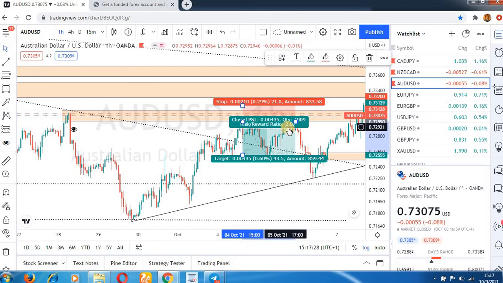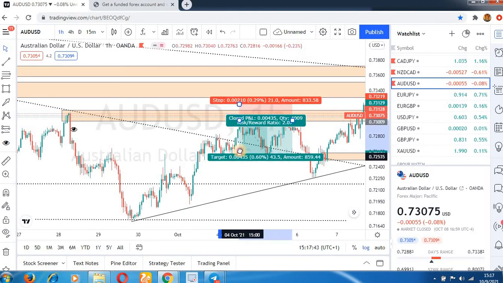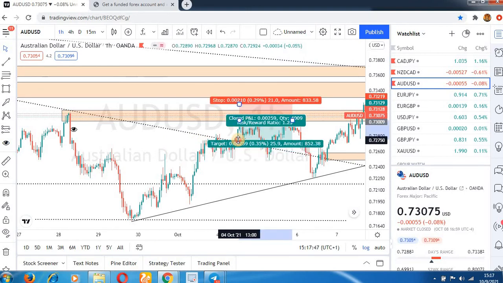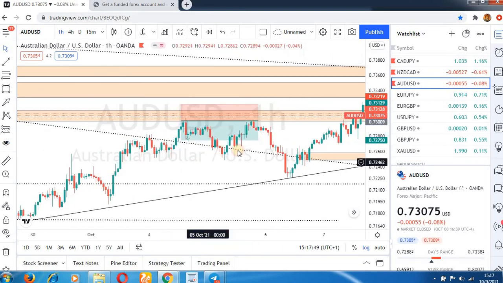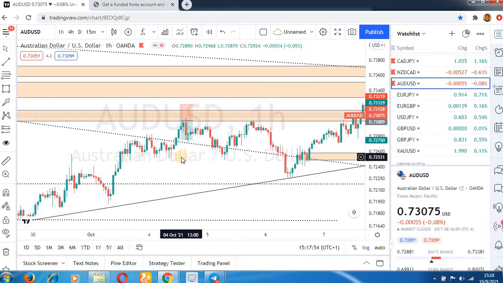So if you decided to take your 2R from here, knowing that you have other imbalances above here, close some. You understand? Or maybe it even gave you, at the close of the first 1 hour, let me show you something. Even at the close of 1 hour, this thing, 1 hour candle. I hope you're seeing the 1 hour candle here.